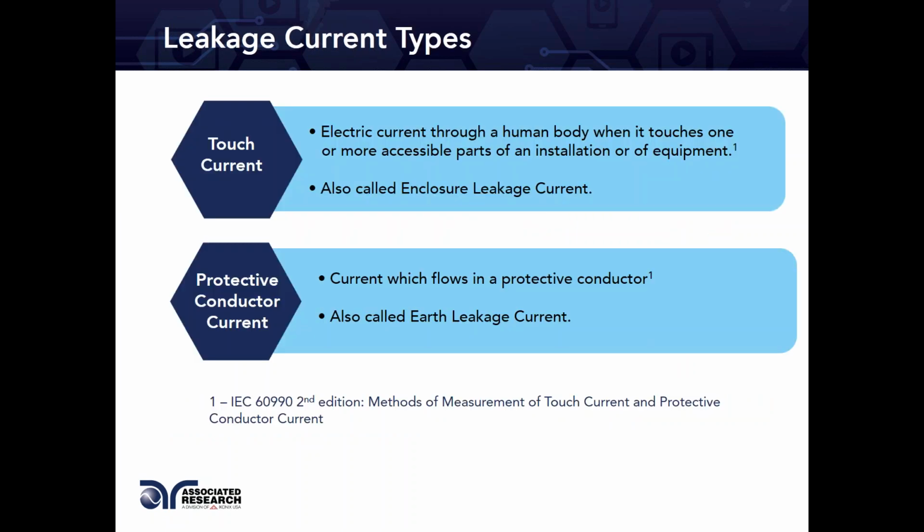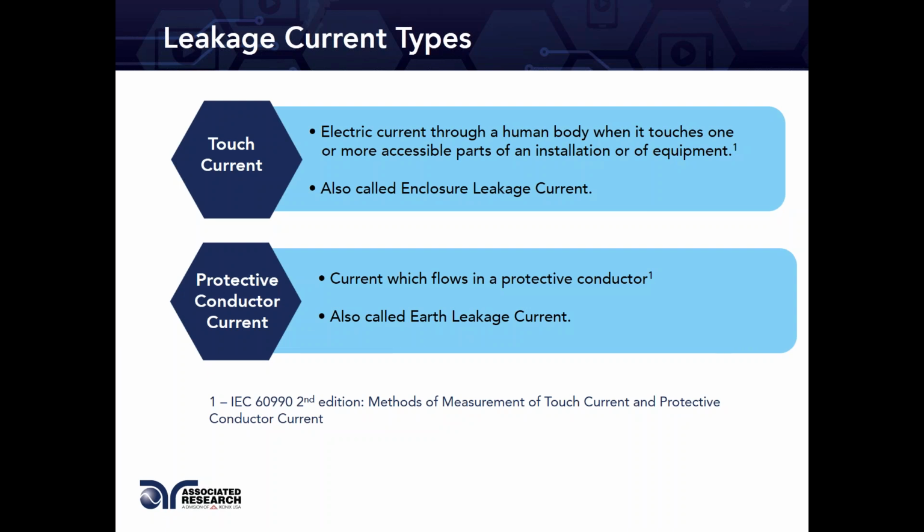So the two different types of leakage current tests that we're going to take a look at today are the protective conductor current, also called the earth leakage current. It's basically the overall leakage current which flows in a protective conductor, which is the main protective earth conductor of the device. And I'll show you a little picture to better understand what this earth leakage current really means here.